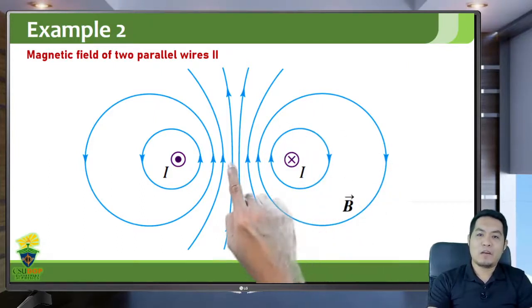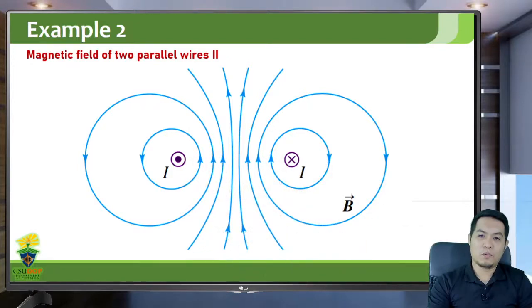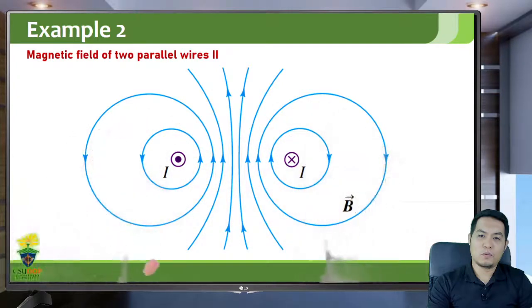So the pattern will be like this. Instead of having 0 at the center, we'll have a maximum value at the center, or at the midway between the two wires, no longer 0. And it's symmetric. You'll notice the magnetic field pattern is symmetric, unlike in the previous example where it still has the counterclockwise pattern.